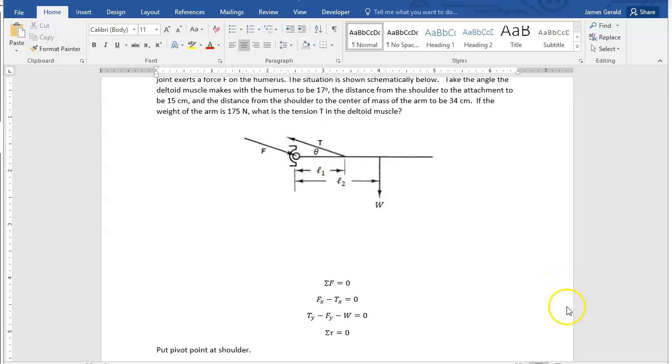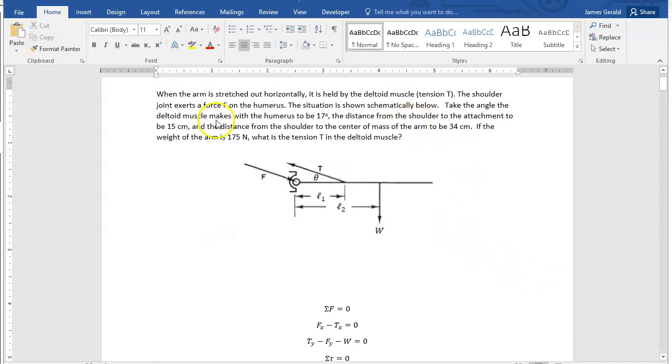Okay, problem 2 is exactly the same as problem 1, except that in problem 1 we're asking for this tension T right here, and in problem 2 we're asking for this force F of the shoulder on the arm. And so to recap, we're going to do a couple of different things. We're going to balance forces. The components of the forces we're going to balance. So all the vertical forces are going to have to add to 0. All the horizontal forces are also going to have to add to 0.